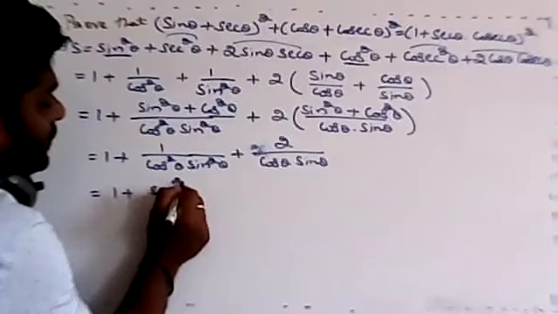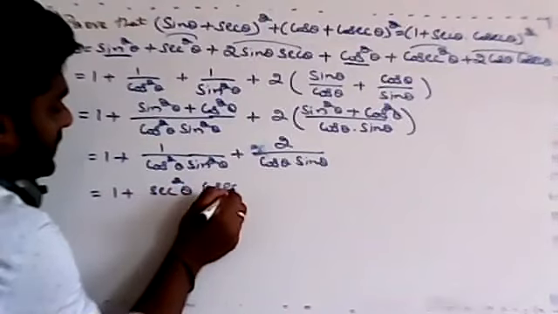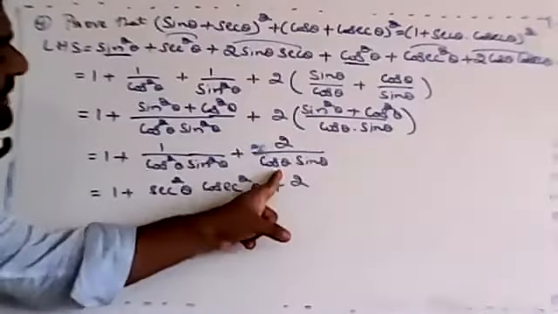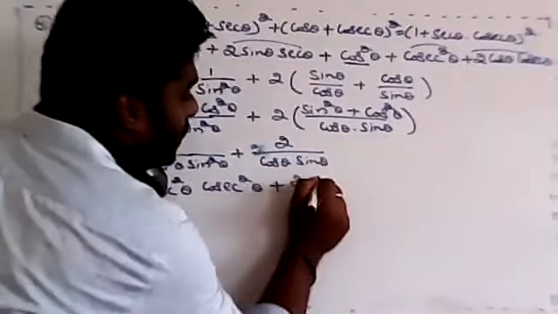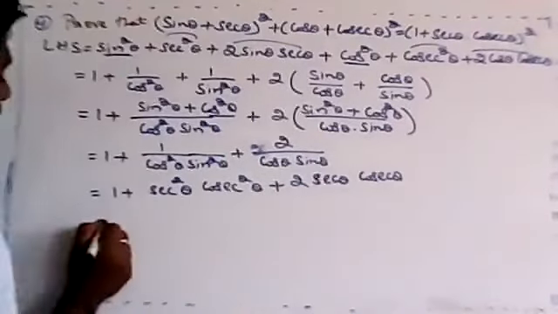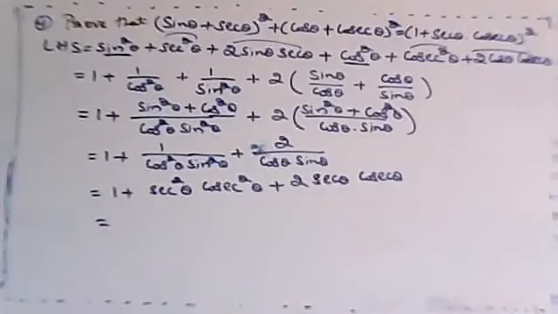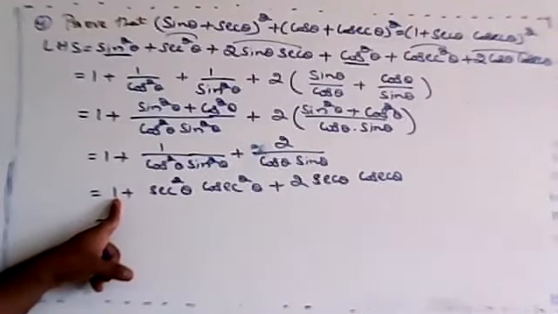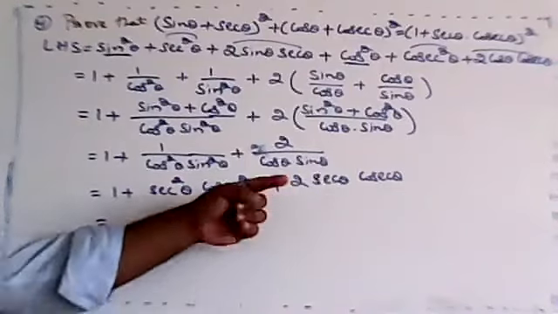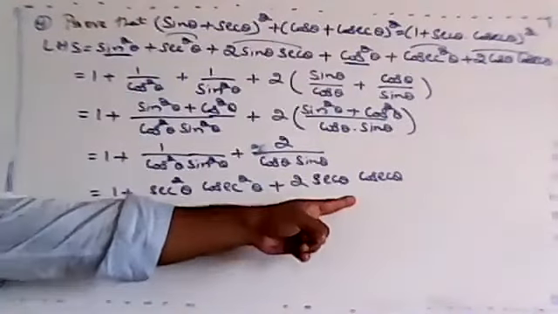secant square theta into cosecant square theta plus 2 times of 1 by cos, which means secant, 1 by sine, which means cosec. So 2 times of secant theta into cosecant theta. Okay. Now you can check this one is in the form of a square plus b square plus 2ab, where b is secant theta cosec theta, 2 into 1 into secant theta cosec theta.